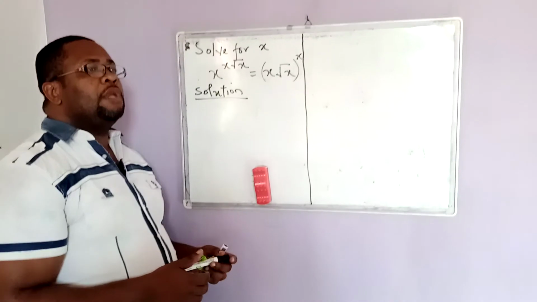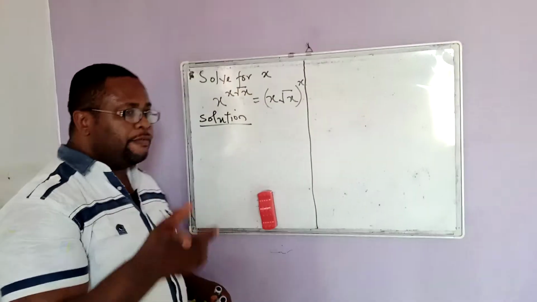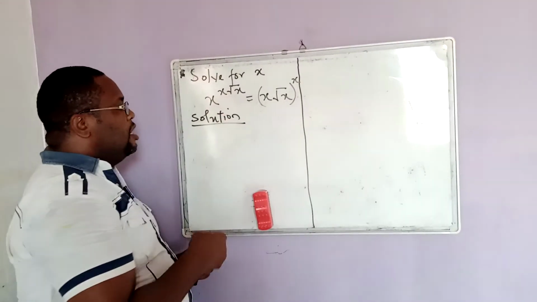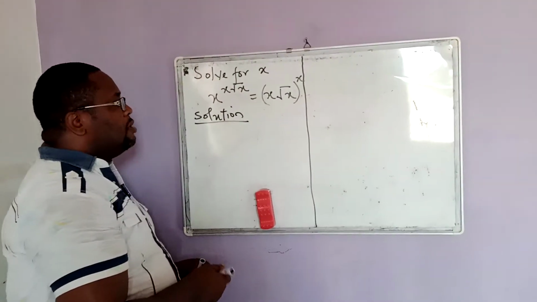Now, I want us to quickly look at the solution to this problem. The very first thing I need you to understand is that the square root of x is the same thing as x to the power half. Square root of x is the same thing as x to the power half.